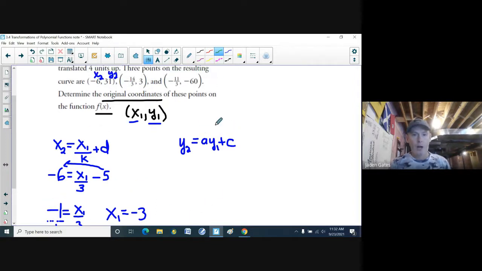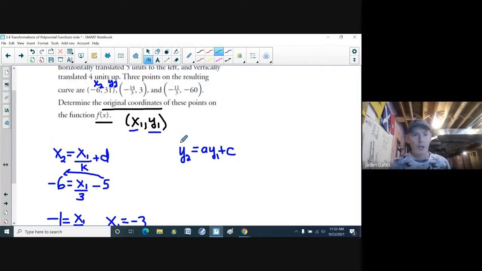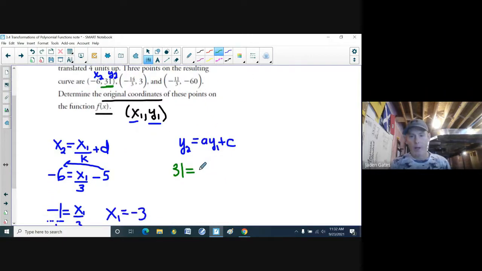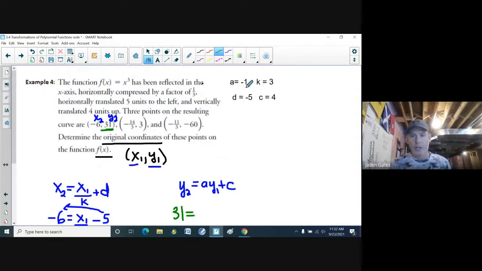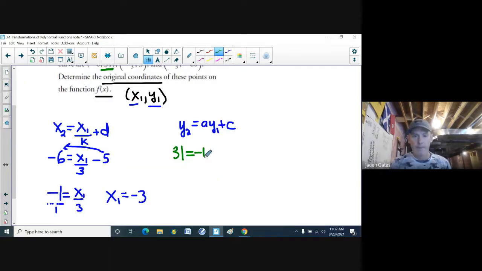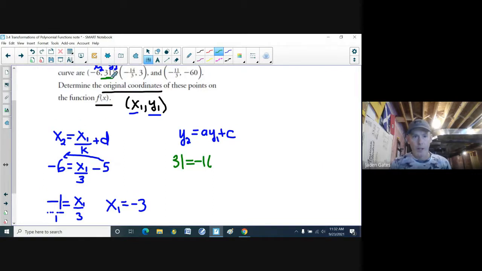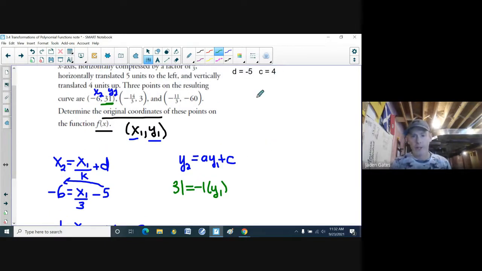Now we get our y1. So y2, again, was this one, because there are three different sets and we're only going to do one of them. y2 is 31. What was a again? -1. Okay, let me go up again and have a look at those. a is -1, we're going to need that, and c is 4. So 31 equals -1 times y1, which we don't know, that's what we're trying to find out, plus 4.